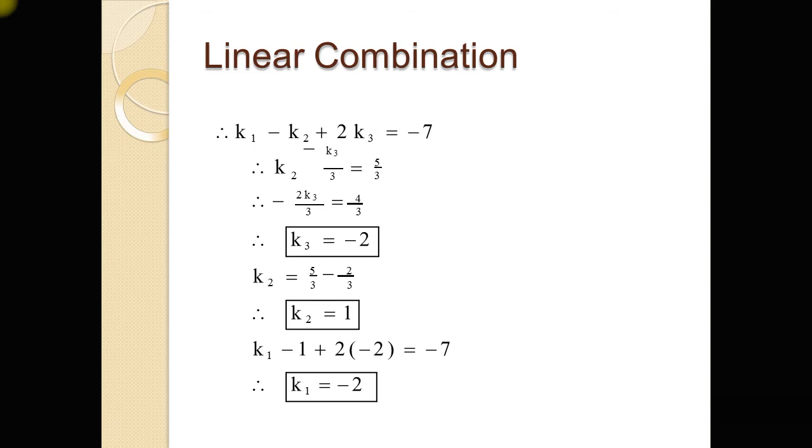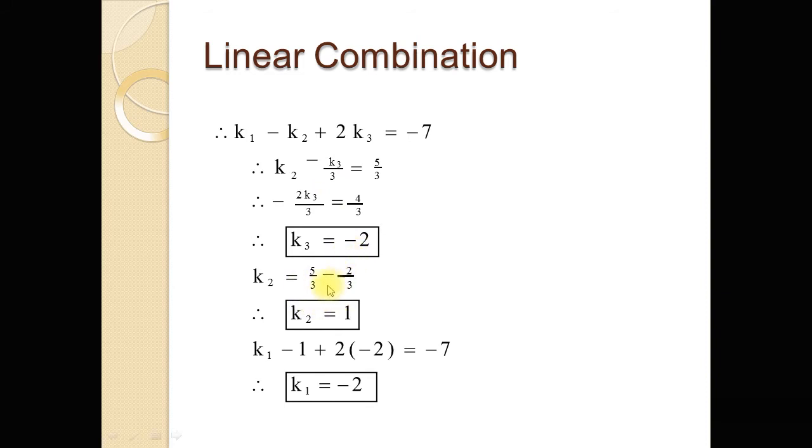Now from the echelon form, we obtain K1 minus K2 plus 2K3 is equal to minus 7, and K2 minus K3 divided by 3 is equal to 5 by 3. And from the last equation, we obtain minus 2K3 divided by 3 is equal to 4 by 3. So simplifying this equation, we obtain K3 is equal to minus 2. Now putting K3 is equal to minus 2 in this equation, you see over here K2 is equal to 5 by 3 minus 2 by 3, and minus K3 where the value of K3 is minus 2.